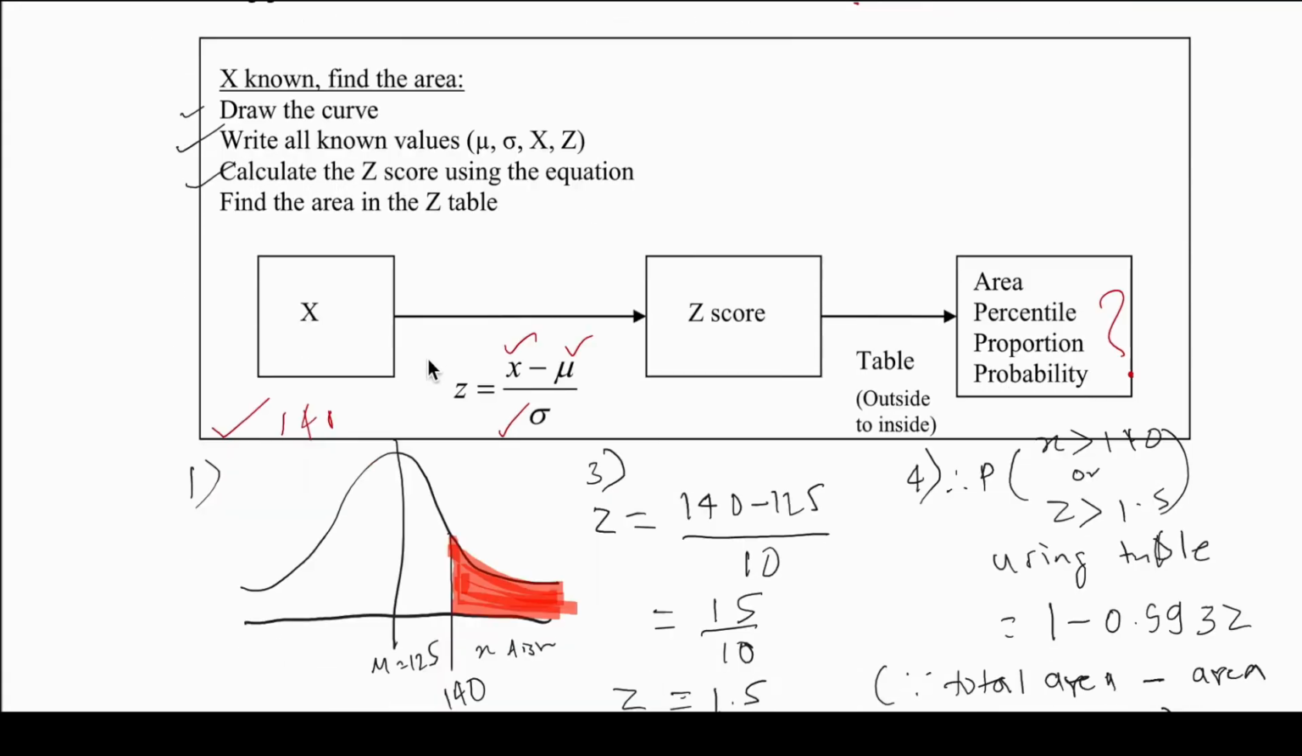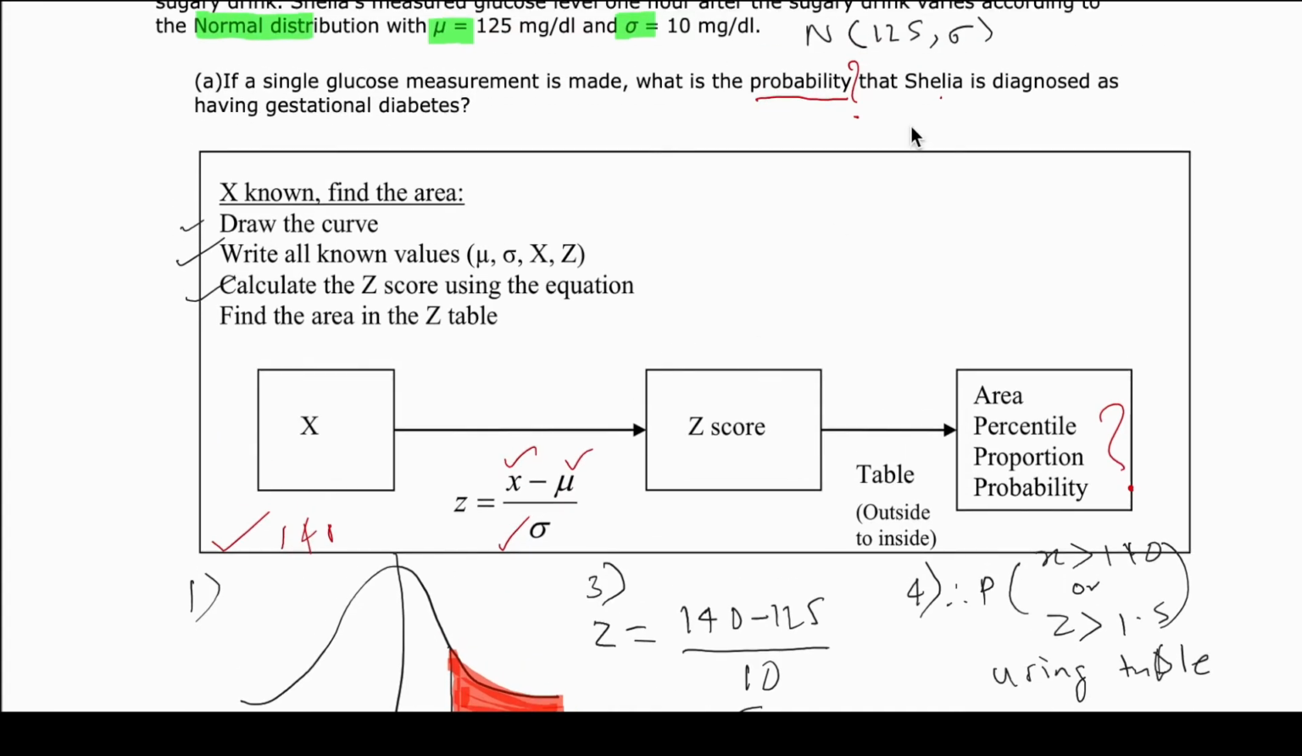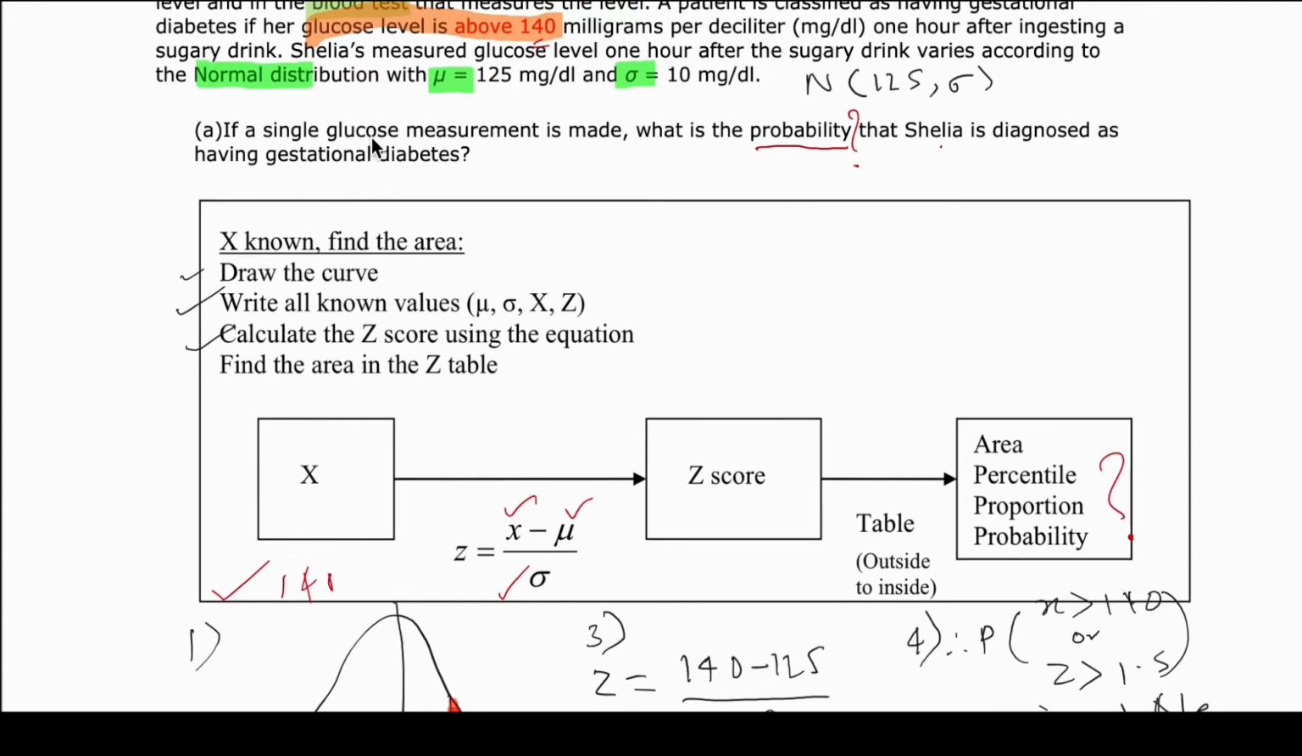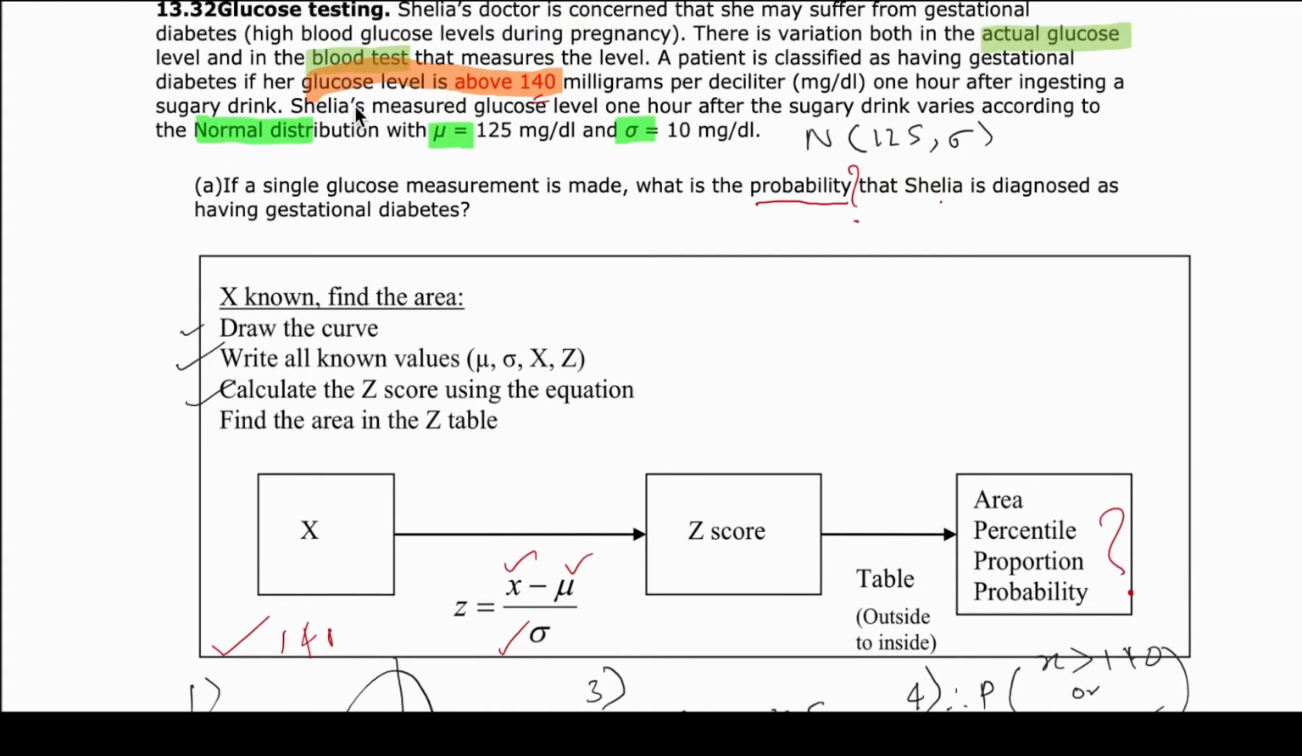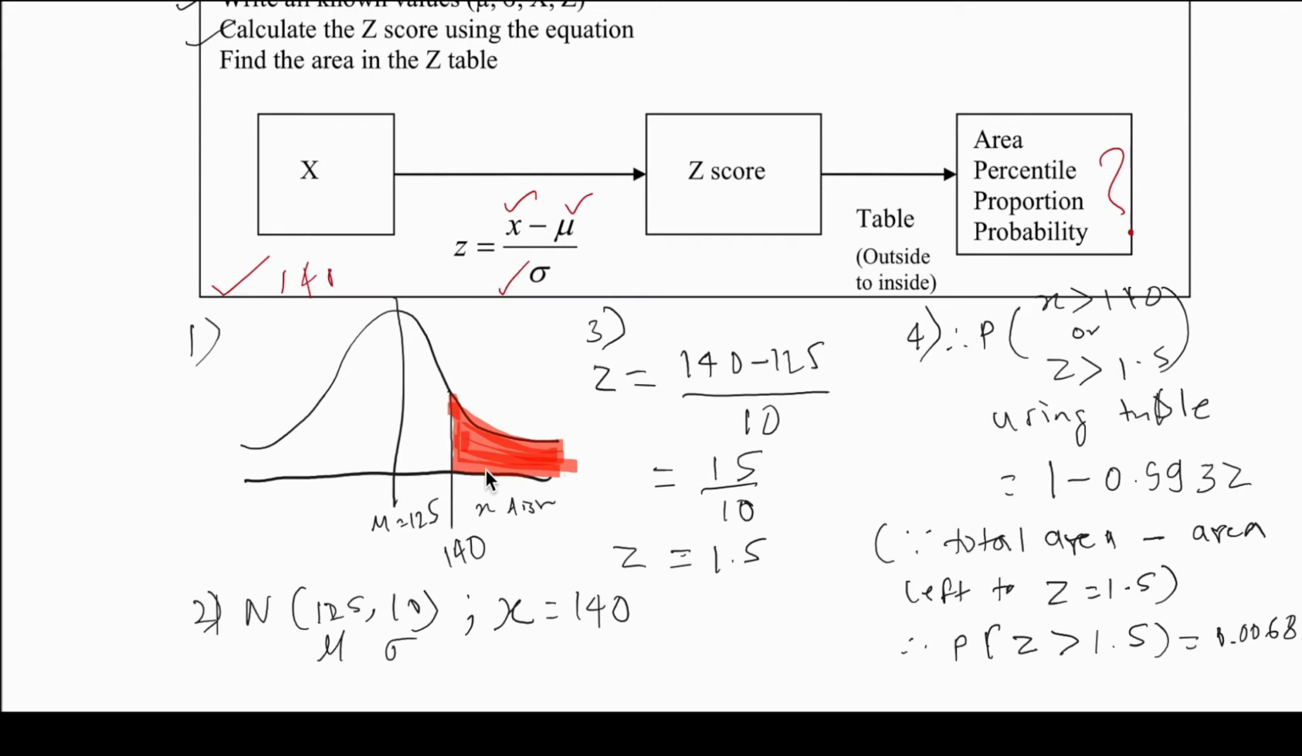So we draw the normal distribution curve with the mean of the population as 125. Remember, this is the X distribution and not the Z, because it's still the original values. We can locate this X, 140, and we are interested in Sheila being diagnosed with gestational diabetes, and gestational is when glucose is more than or above 140. So that is the particular area of interest, or the probability of interest, that we have been asked.